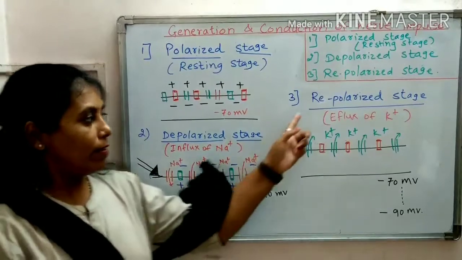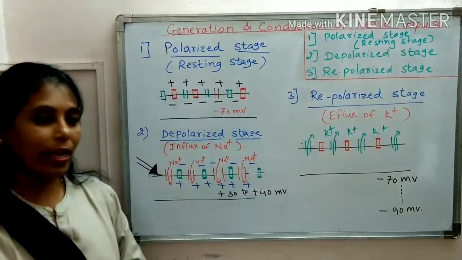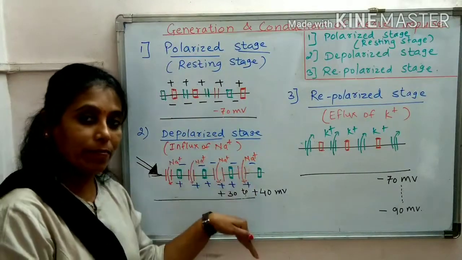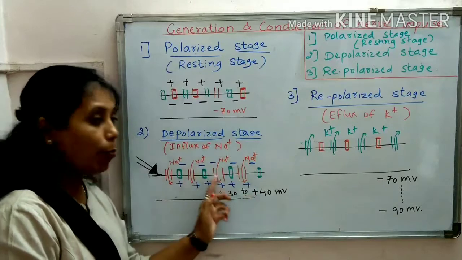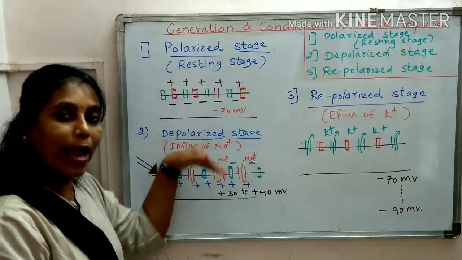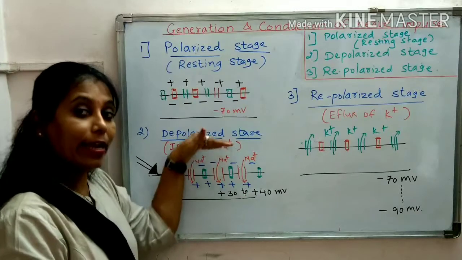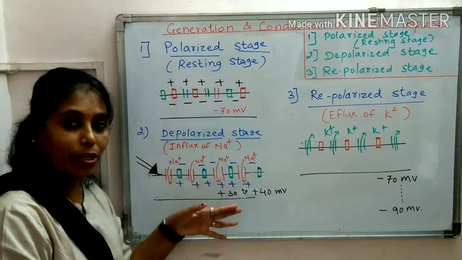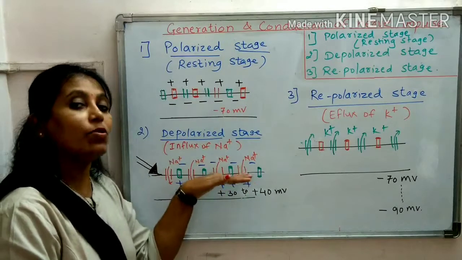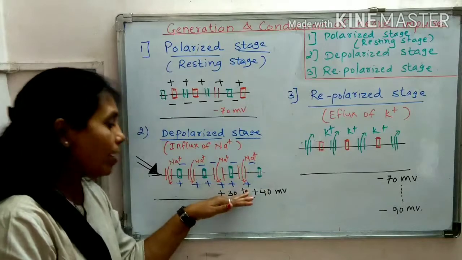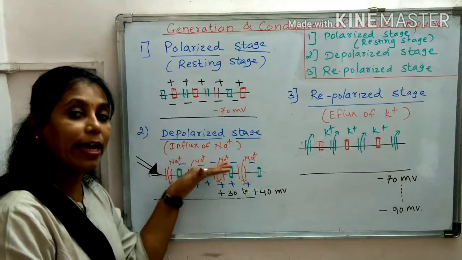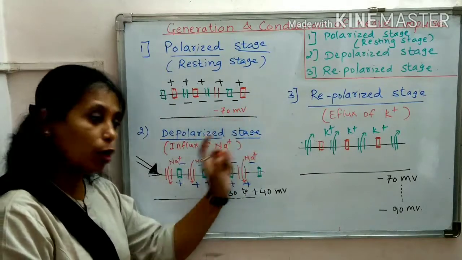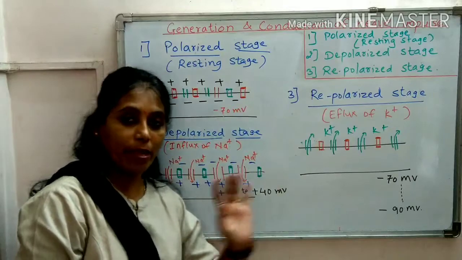Let us study about the repolarized stage. Now in the depolarized stage, there is an influx of sodium. More sodium channels are open, while potassium channels are closed. So more and more sodium from outside enters inside the axoplasm, due to which the inner side becomes more and more electropositive and the outer side becomes electronegative, and the polarity changes from minus 70 millivolt to plus 30 to plus 40 millivolt.